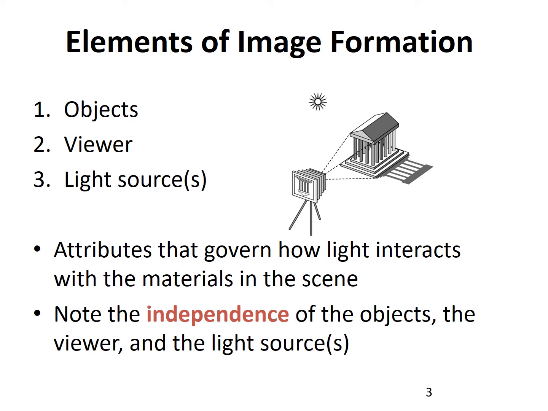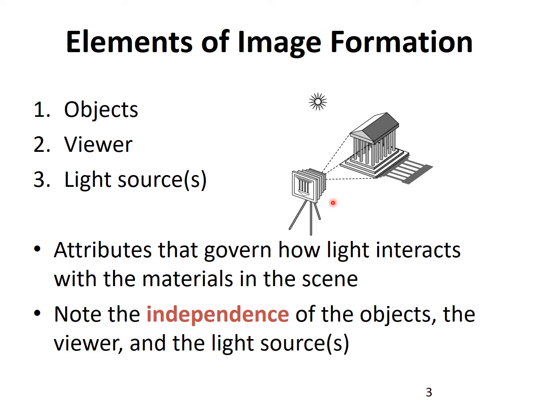Similarly, there are attributes that govern how light interacts with the materials in the scene. One example of an attribute is the color of the object, which will control the type of light that is reflected from that type of object. We will come to attributes later.